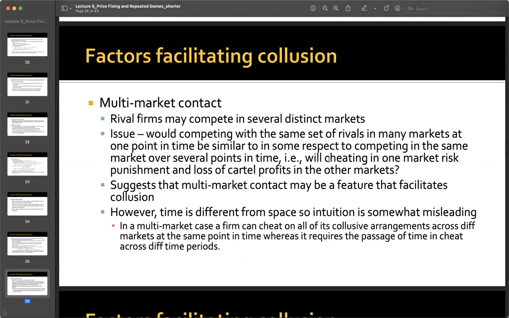Multi-market contact. Rival firms may compete in several distinct markets. So the issue is, would competing with the same set of rivals in many markets at one point in time be similar, in some respects, to competing in the same market over several points in time? Will cheating in one market risk punishment and loss of cartel profits in the other markets? It suggests that multi-market contact may be a feature that facilitates collusion. However, time is different from space, so intuition is somewhat misleading. In a multi-market case, a firm can cheat on all of its collusive agreements across different markets at the same point in time, whereas it requires the passage of time in cheating across different time periods.